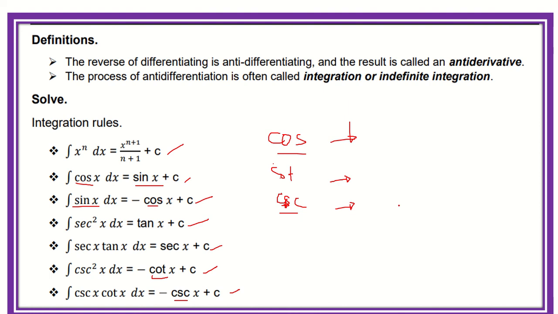So, secant squared is tangent x. Please write in your notebook: secant x tangent x is secant x plus c. Cosecant x squared is negative cot x. Cosecant squared x and cosecant x squared are the same. Cosecant x cot x dx is negative cosecant x plus c. So, okay?